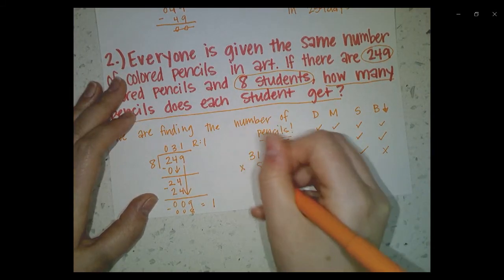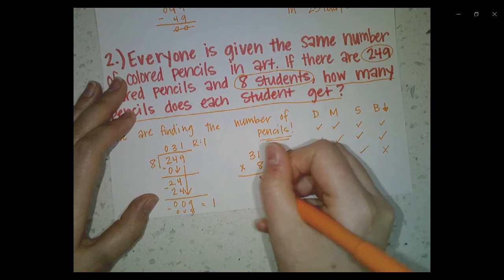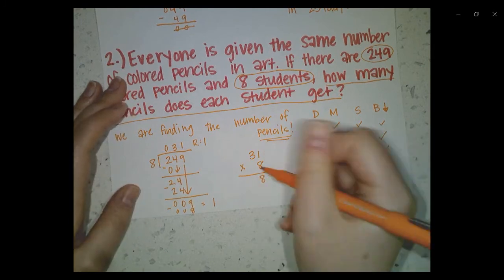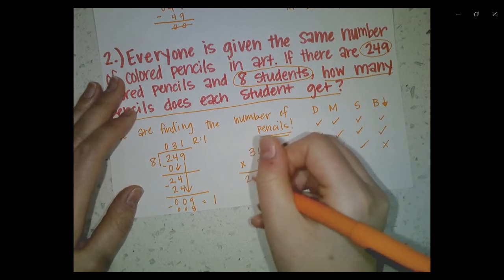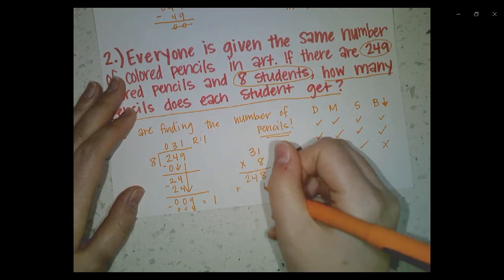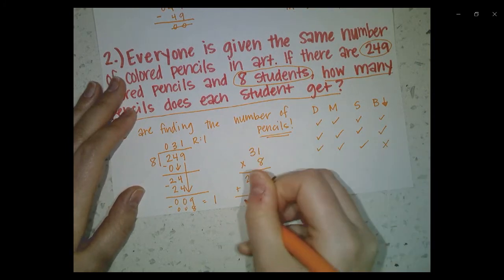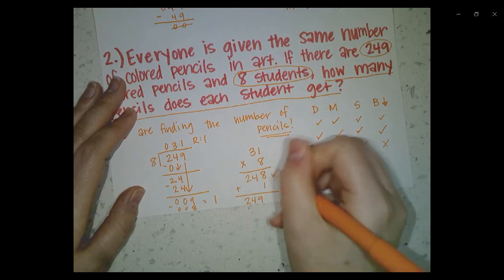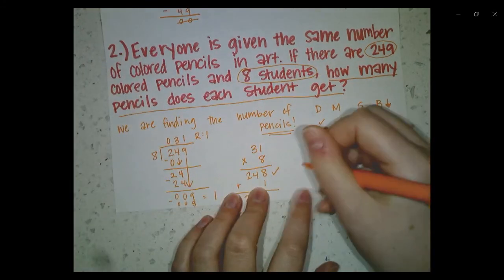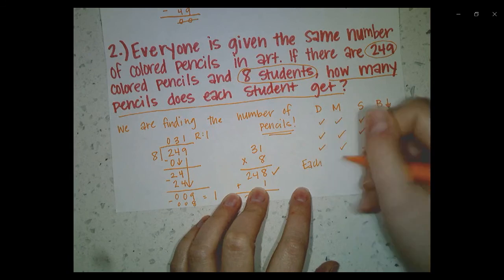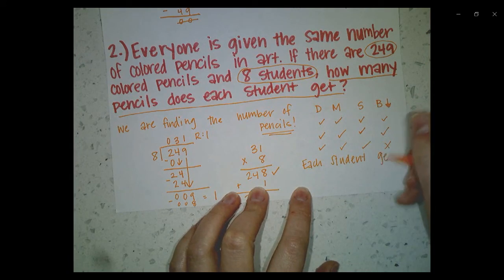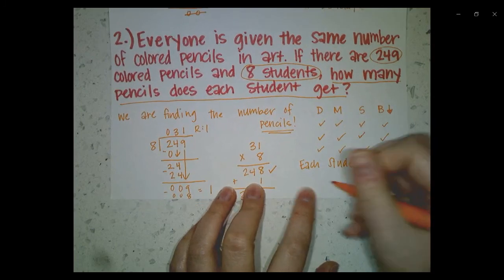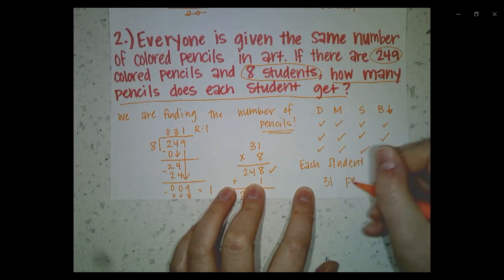To check our work, we're going to multiply our quotient 31 times our divisor, which was 8. So 8 times 1 is 8. 8 times 3 is 24 plus 1 of our remainder, and we get 249. So then to finish off my word problem, each student gets 31 pencils.